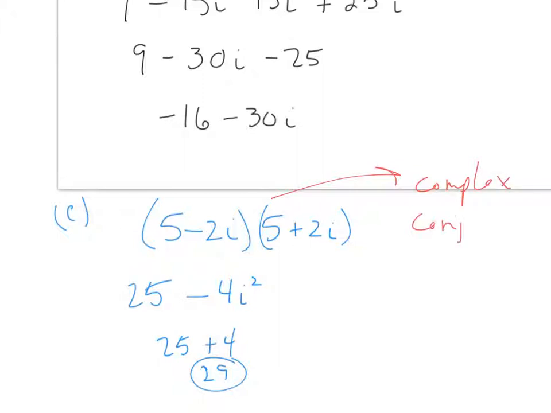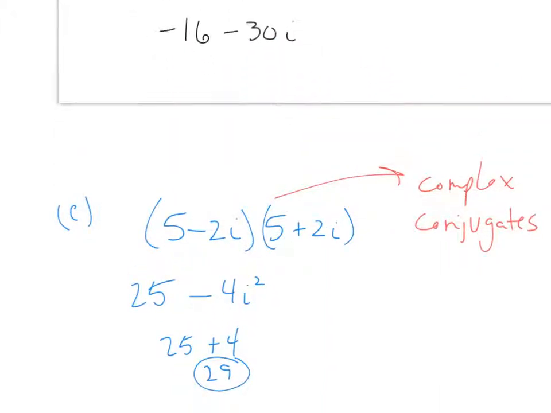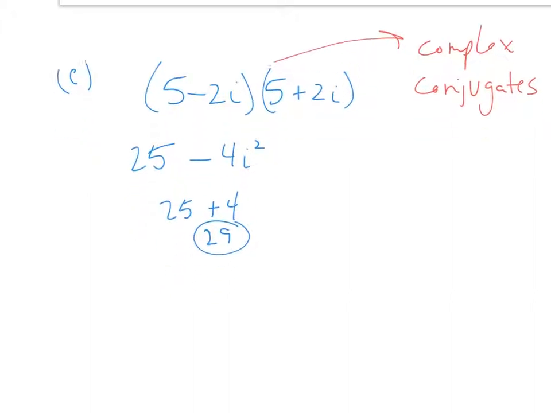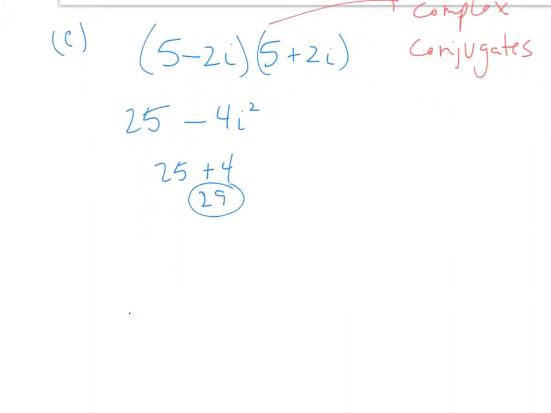Complex conjugates. Complex meaning the real and imaginary portion as opposed to binomial conjugates. Now, remember that no matter what you have, as long as it's in this form, you'll get a real answer. Okay, those are complex conjugates.